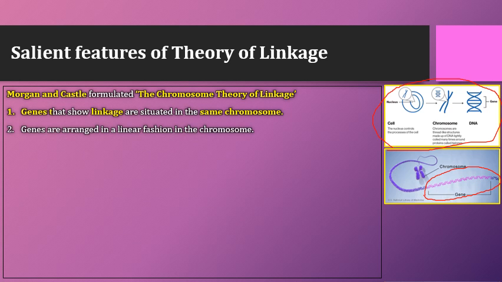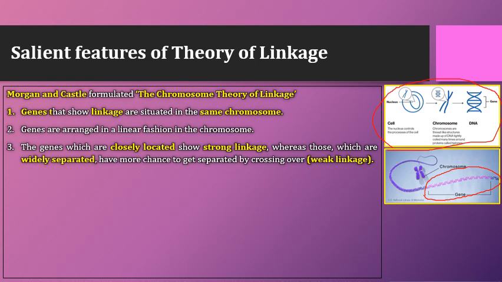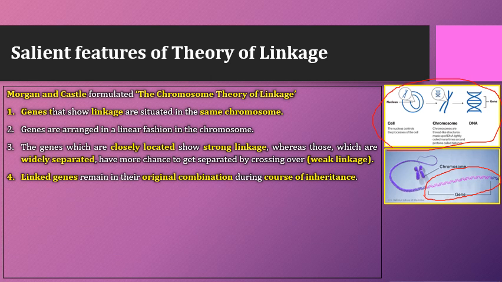Genes are arranged in a linear fashion in the chromosome. The genes which are closely related show strong linkage, whereas those which are widely separated have more chance of being separated by crossing over, or they have weak linkage. Linked genes remain in their original combination during the course of inheritance.